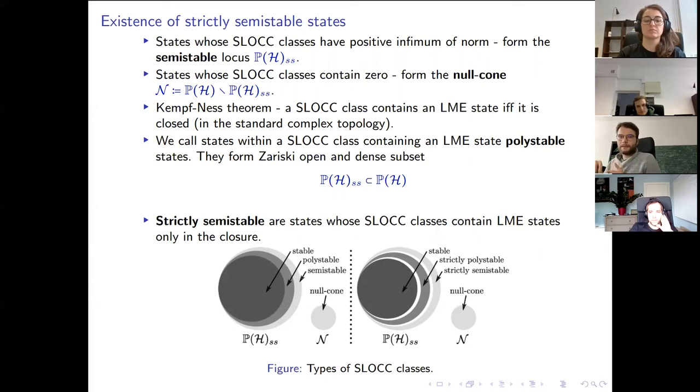An SLOCC class contains an LME state if and only if it is closed as an orbit. Closed orbits are exactly the LME states. They are parameterized by equivalence classes of LME states up to local unitary equivalence. And also, we have this semi-stable locus. Strictly semi-stable states are those which are semi-stable but not polystable. They are not closed, and they do not go through an LME state.